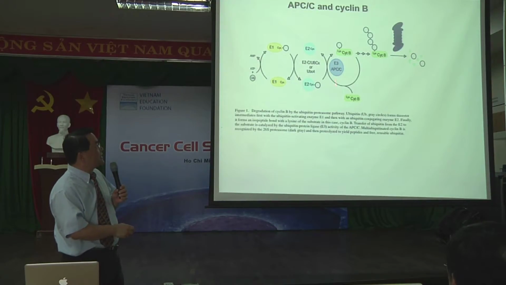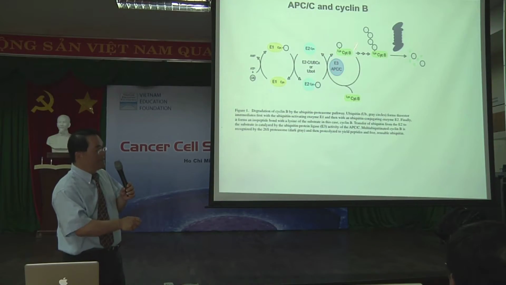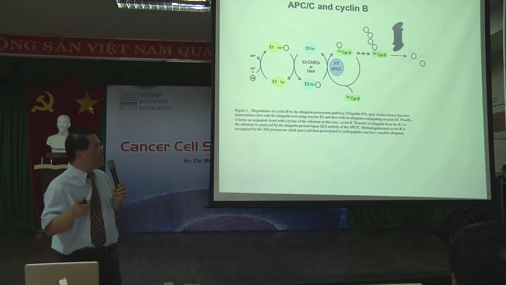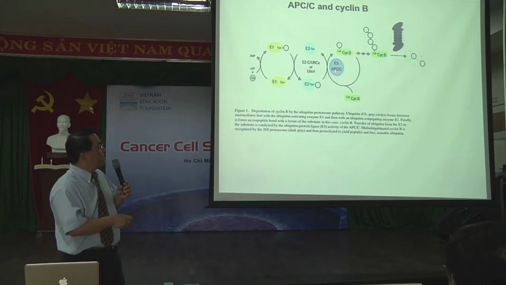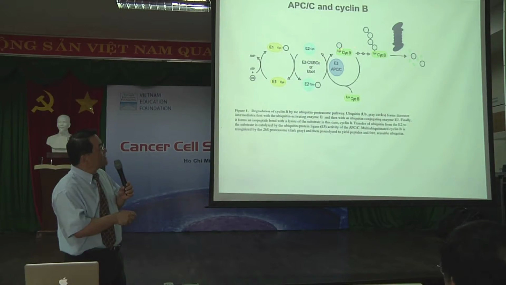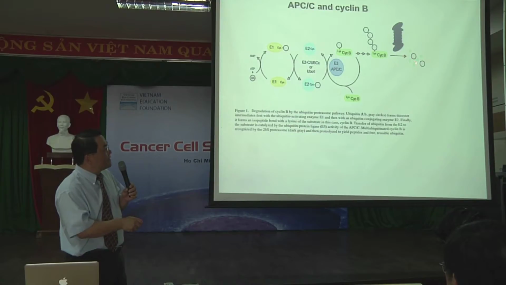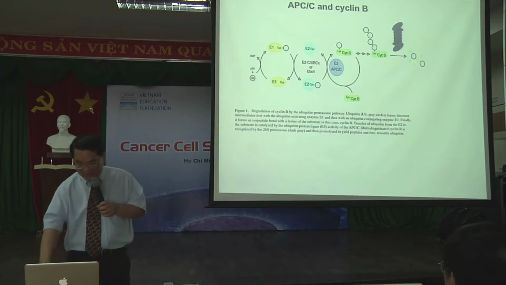How is cyclin B degraded? Again, the E1, E2 are involved. The E3 for cyclin B is the APC complex. We talked about that before. And then basically the APC complex adds the ubiquitin to the lysine residue on the cyclin B. And once the cyclin B gets ubiquitinated, it will be recognized by the 26S proteasome, and then the protein gets degraded. Okay?